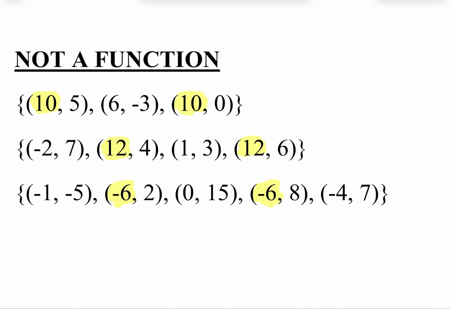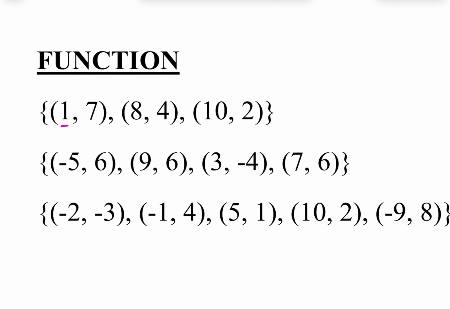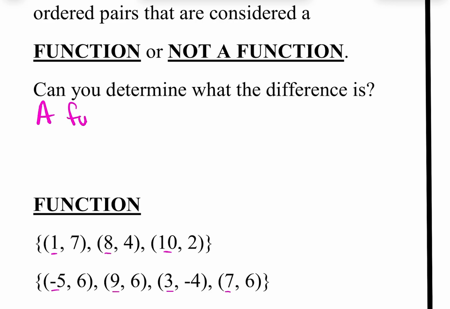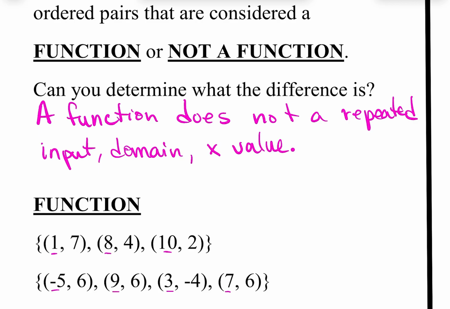So if you look at not a function, that means the input value or the domain or the X value has repeated itself. Whereas in a function, this has 1, 8, and 10. Nothing's repeated. -5, 9, 3, and 7. Nothing is repeated. -2, -1, 5, 10, -9. Nothing repeated. So a function does not have a repeated input, domain, X value. Okay, so a function does not have a repeated input value or X value.